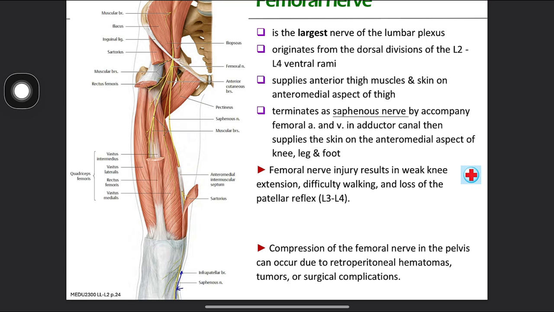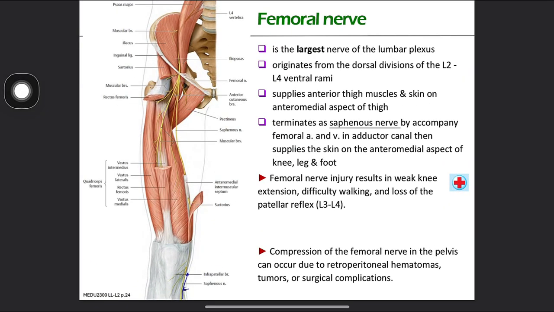Now, just like what you've learned in your upper limbs, okay? There are different points where we can have injury or compression or problems at different levels. So for the femoral nerve, the root problem could be very high up, like in the pelvis. It can occur due to maybe hematomas, tumor, or some surgical complications. It may irritate the femoral nerve and make the quadriceps muscles altogether not work well. You may also get a weak patella or loss of the patellar reflex as well.